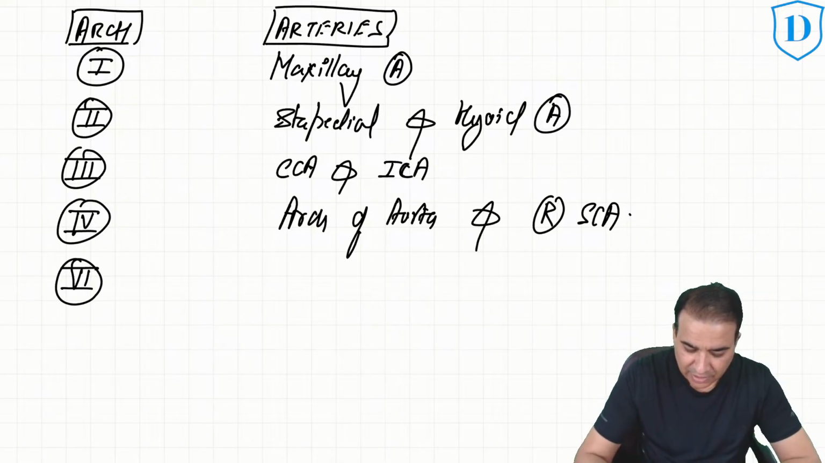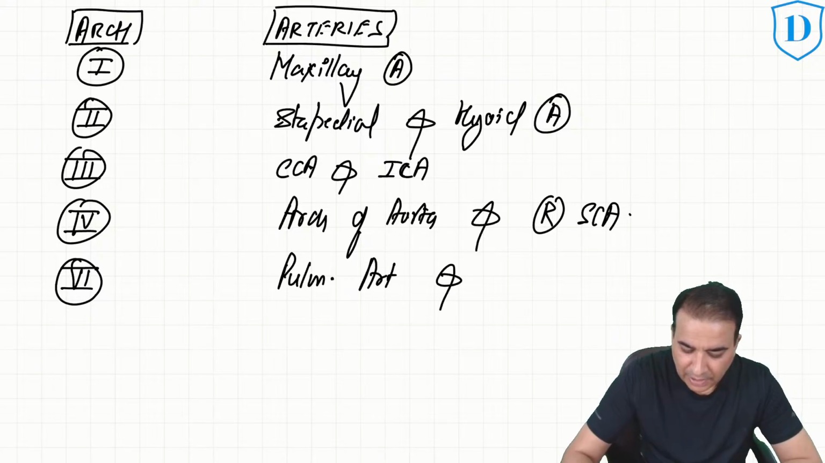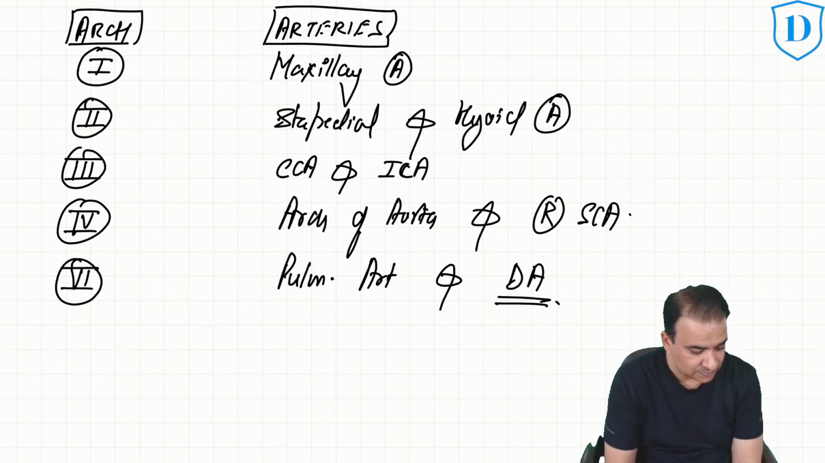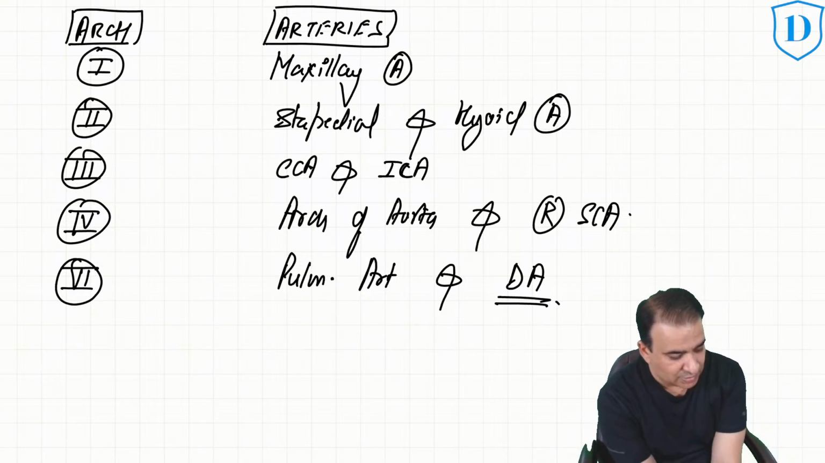And the sixth arch artery will give rise to the pulmonary artery and the ductus arteriosus. That is the ductus arteriosus.